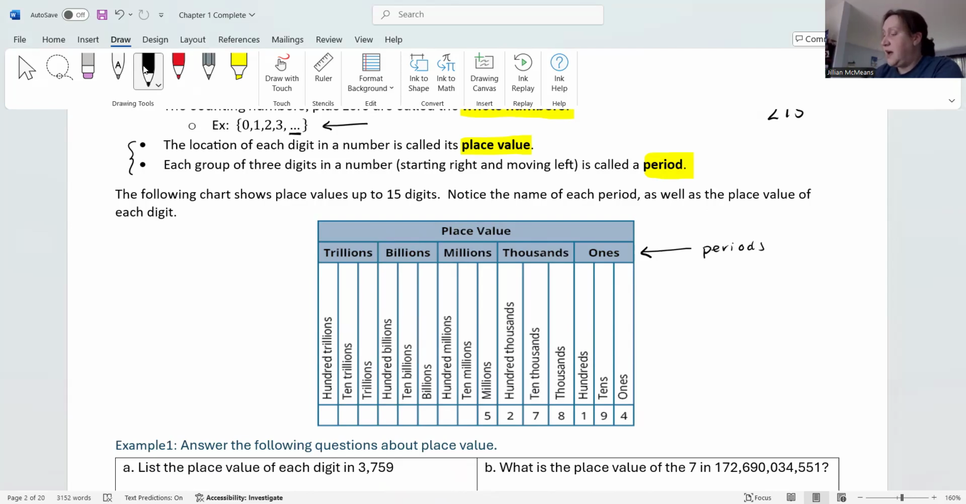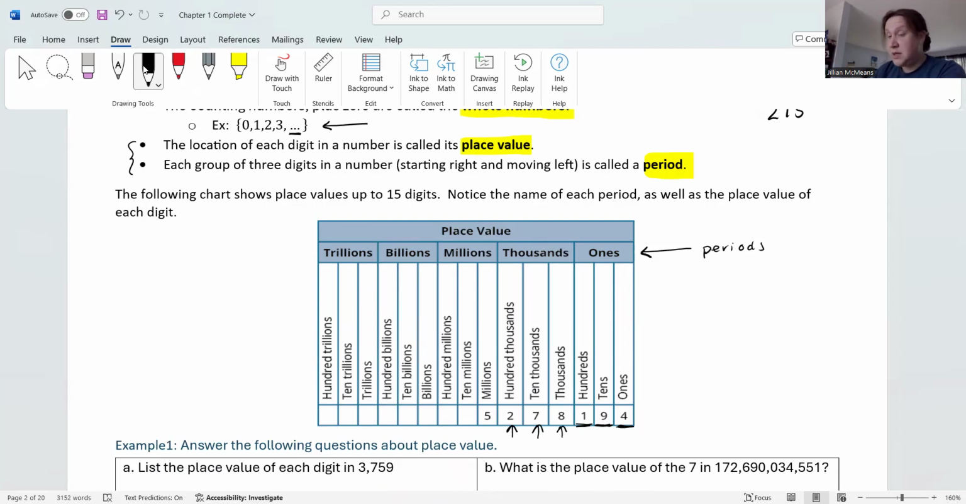Now, as for the place value, starting at the right-hand side, the first digit is always in the ones place. The second digit is always in the tens place. The third digit is always in the hundreds place. Okay? And then we get into the thousands period. The first digit in the thousands period is the thousands place, and then we have the 10,000s place, and then the hundred thousands place, and you'll start to see a pattern emerge.